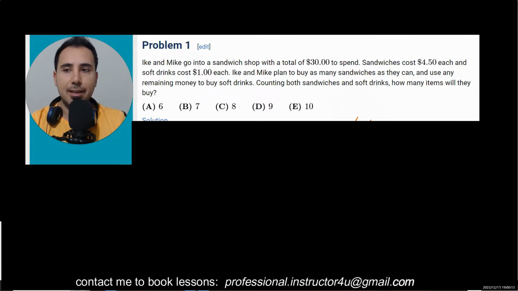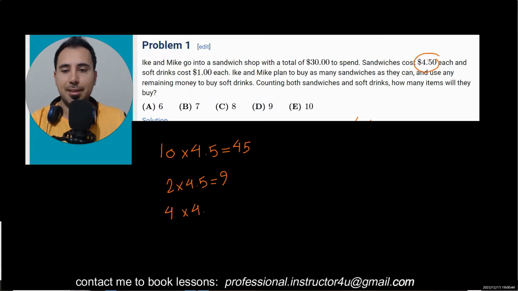Now you just guess how many sandwiches. For example, 10, right? So 10 sandwiches would be like what? 4.5, 45. It's too much. So fewer sandwiches. What is the next number? You decide. So here, remember 2 sandwiches are 9. So let's start with this. So 4 sandwiches will be double of this, would be 18. 6 sandwiches will be 27.